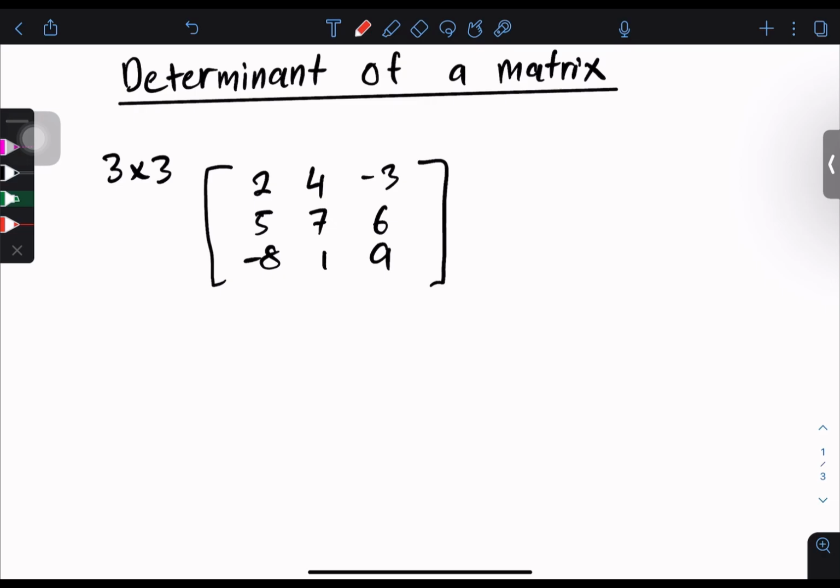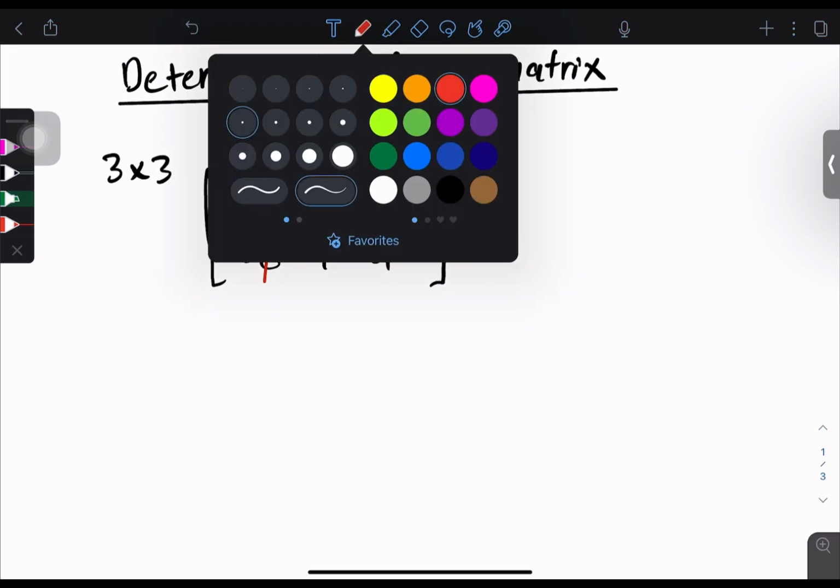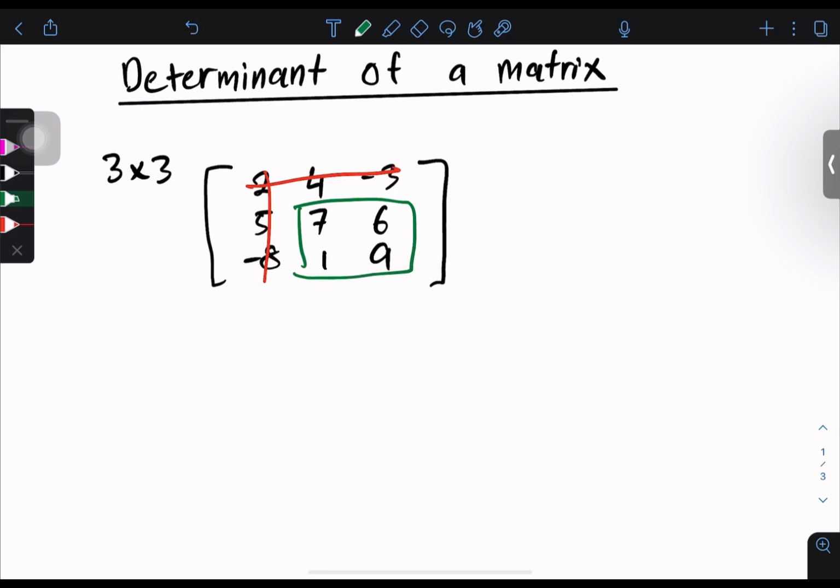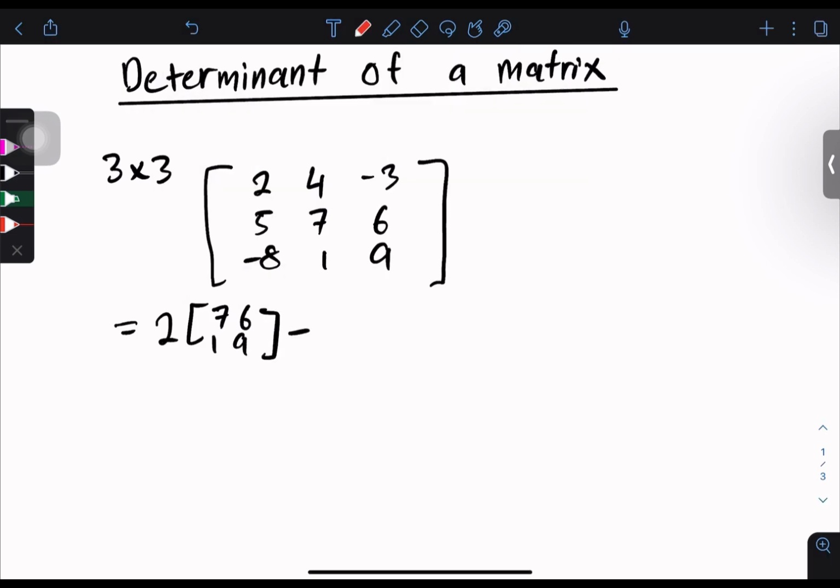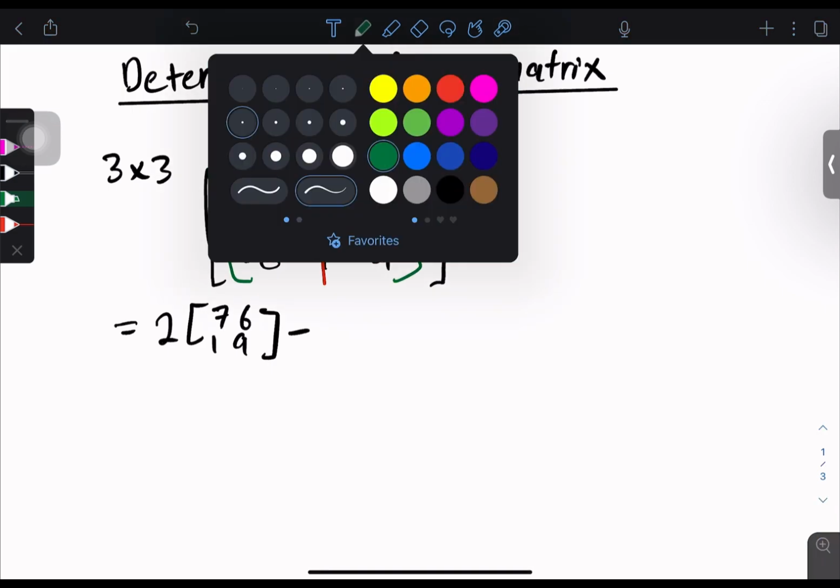Now let's move on to the example for this question. The first step is to eliminate the first row and the first column, and take this 2 by 2 leftover matrix and write it as 2 times 7 6 1 9, minus. Do the second step: eliminate the first row and the second column, take the leftover matrix and take 4 as our second step.